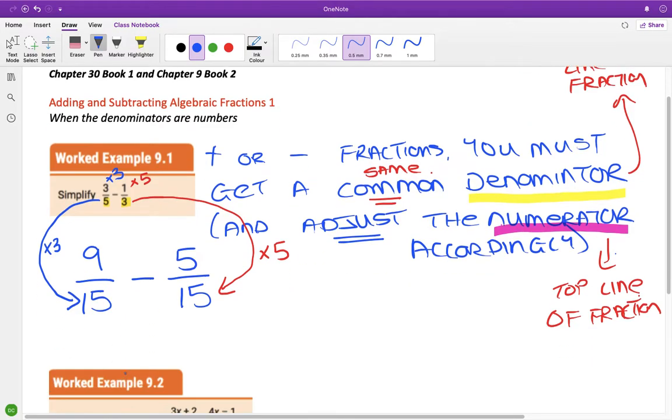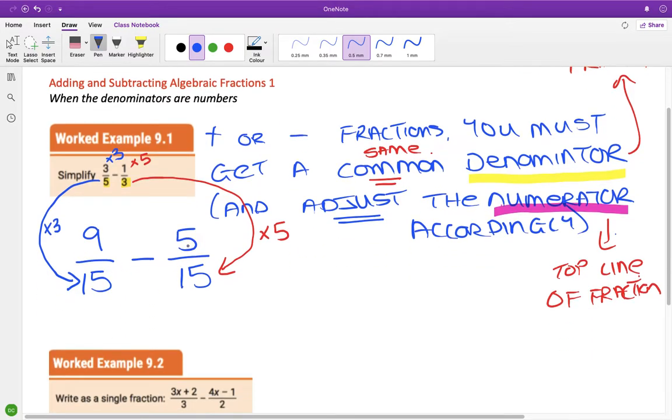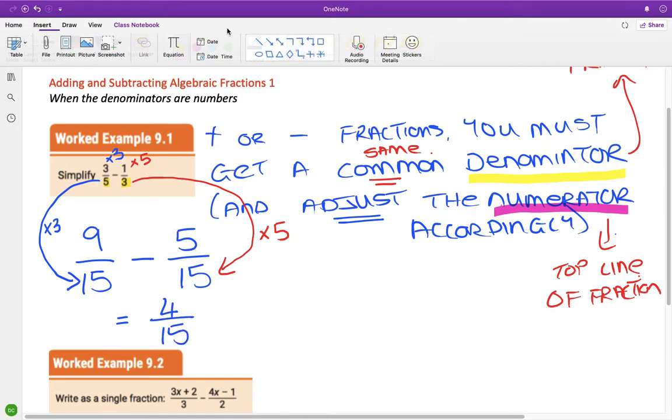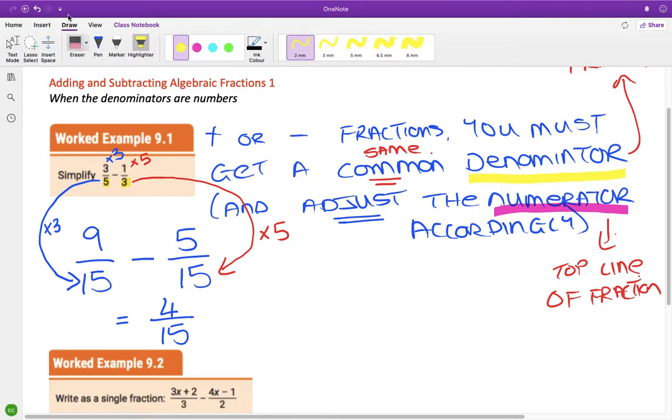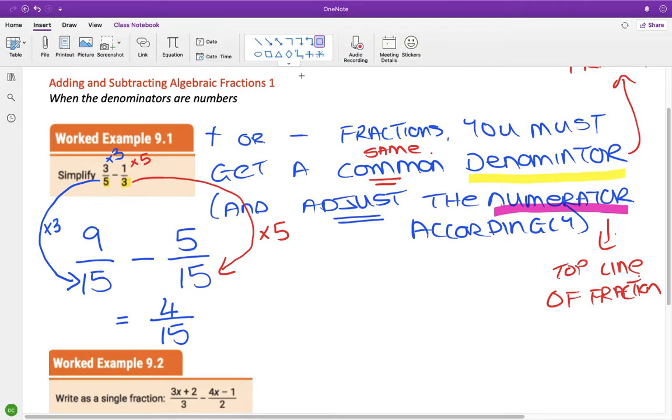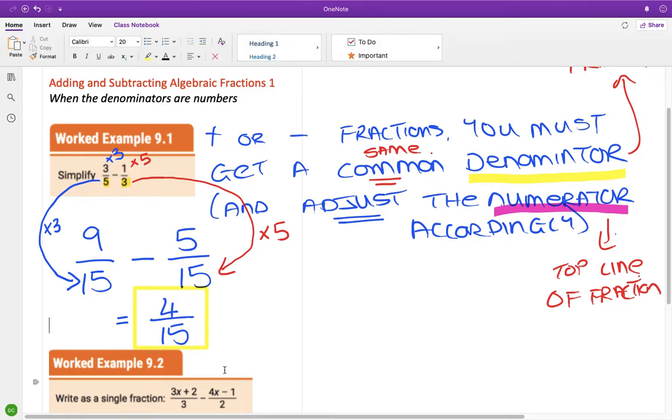So now you have 9/15 minus 5/15. Much easier to do. How many 15ths do you have? You have 4/15. So that is just a reminder. You would have done that in primary school, and hopefully you did it last year as well. I definitely did it just before Christmas with my first years.